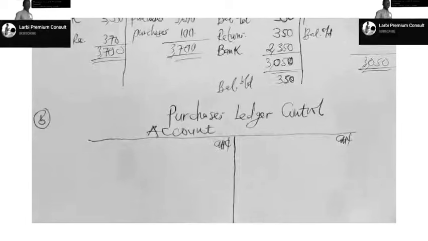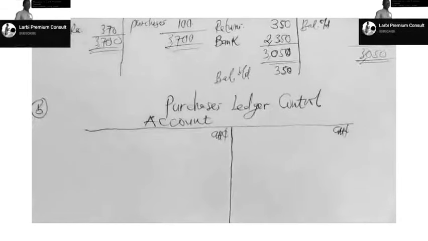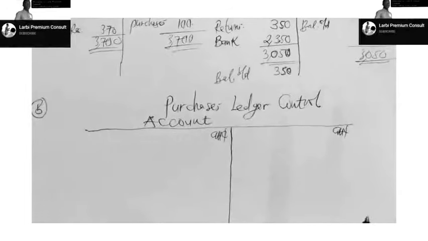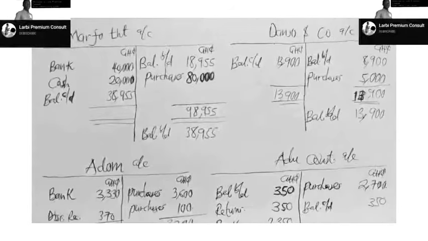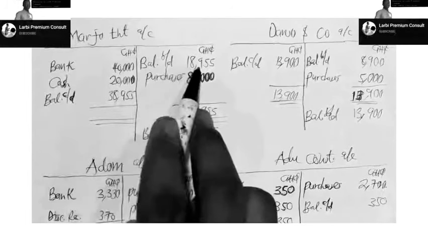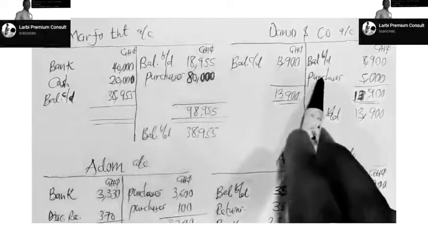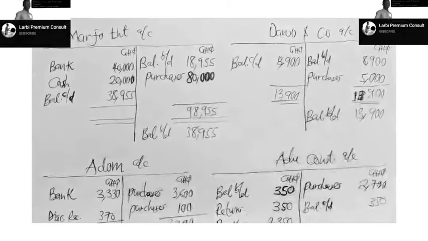First, we are going to start with the opening balances from the various individuals' accounts. We are going to pull all of them together. So let's look at the credit side of the various individual accounts. Let's come back and see. You see, we're having Marfo with a credit balance of 18,955. Then you're also having Danso's credit. So we're going to add these two and present that as the credit side of the purchase ledger control account. That's what you're going to do.